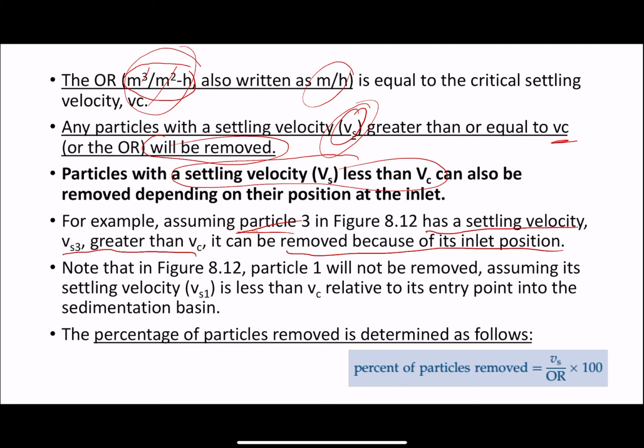Also in the same figure, particle 1 will not be removed. Why? Because the settling velocity is less than Vc relative to its entry point into the sedimentation basin. So sometimes, if you have a lot of particles in the reactor and you want to find out the percentage of particles removed, if you divide Vs, the settling velocity of that particle, over OR times 100, you can find out the percentage of particles removed.